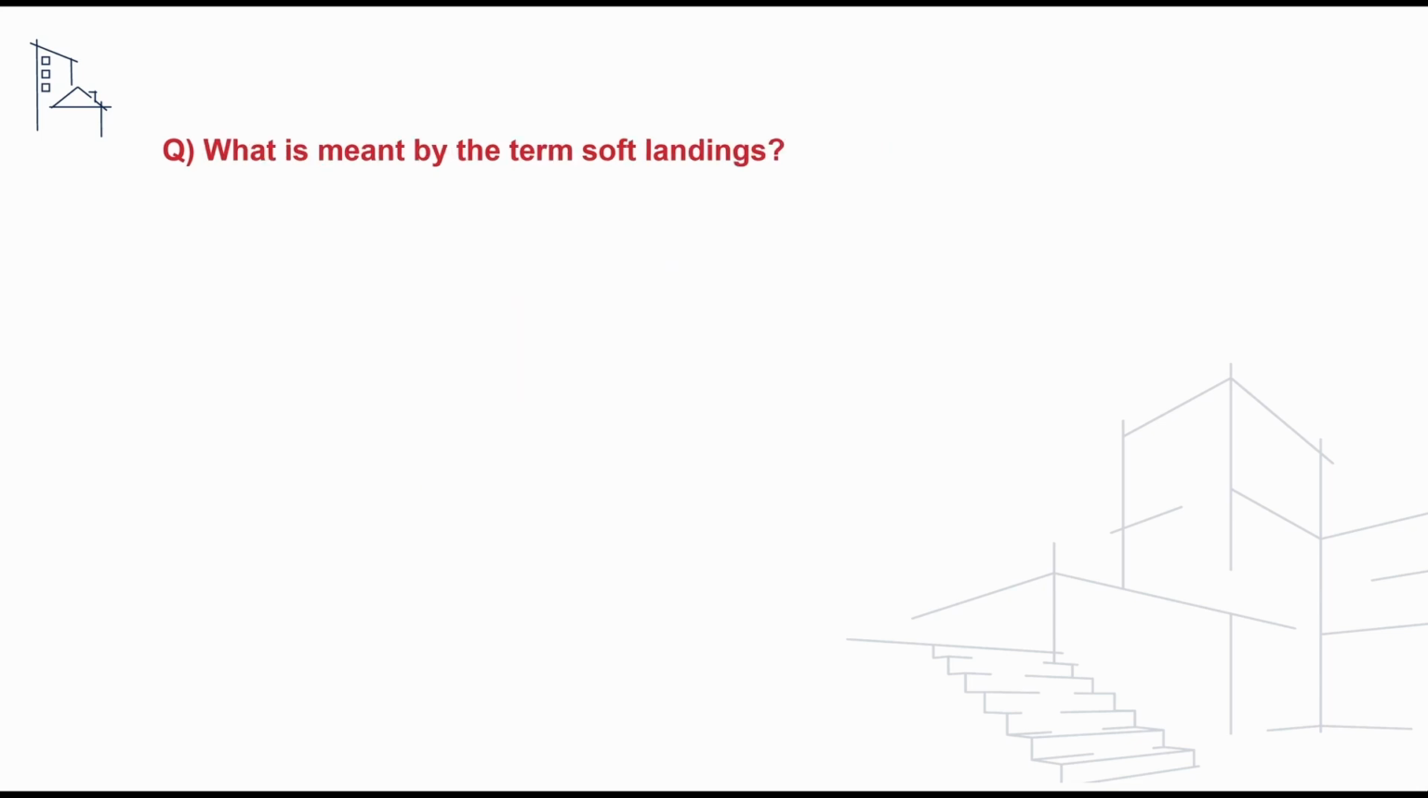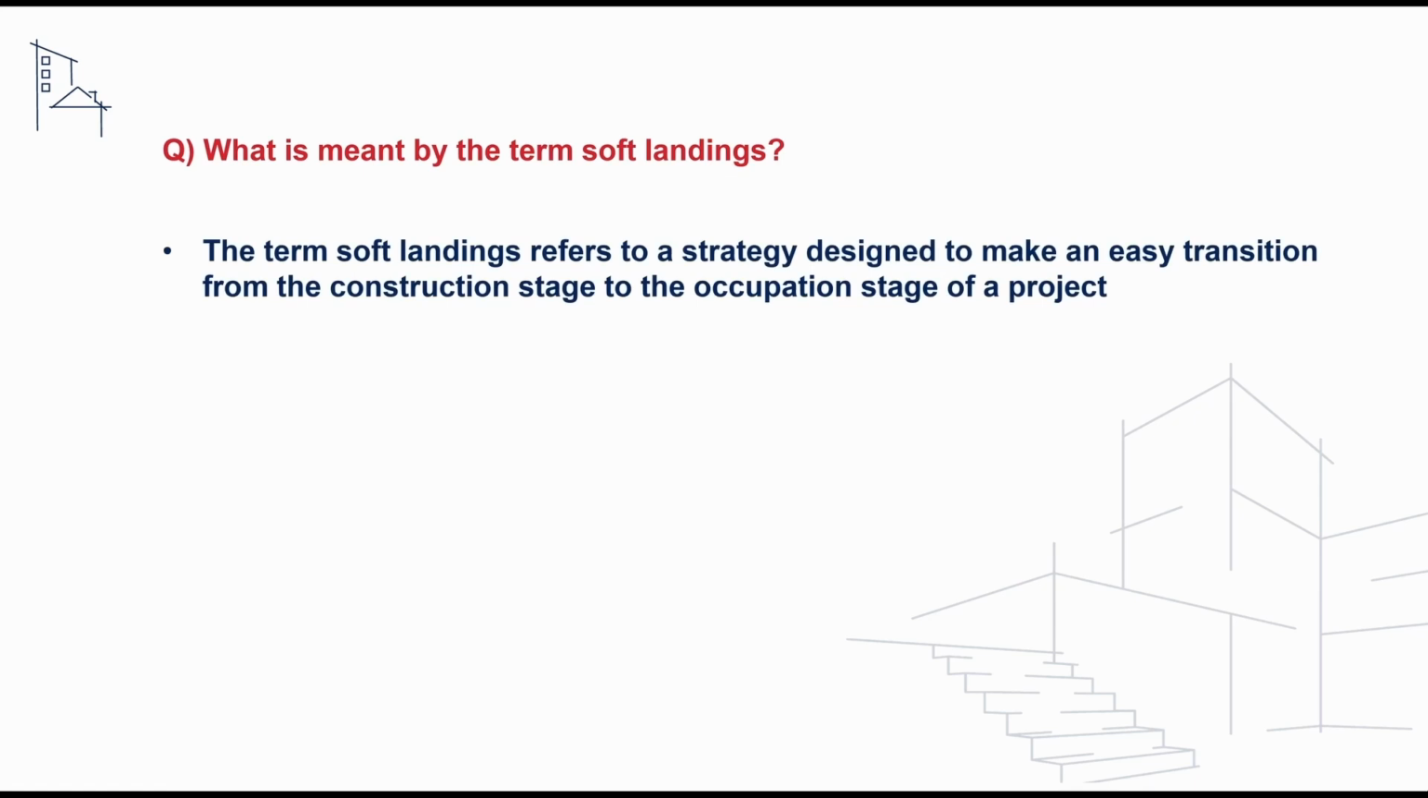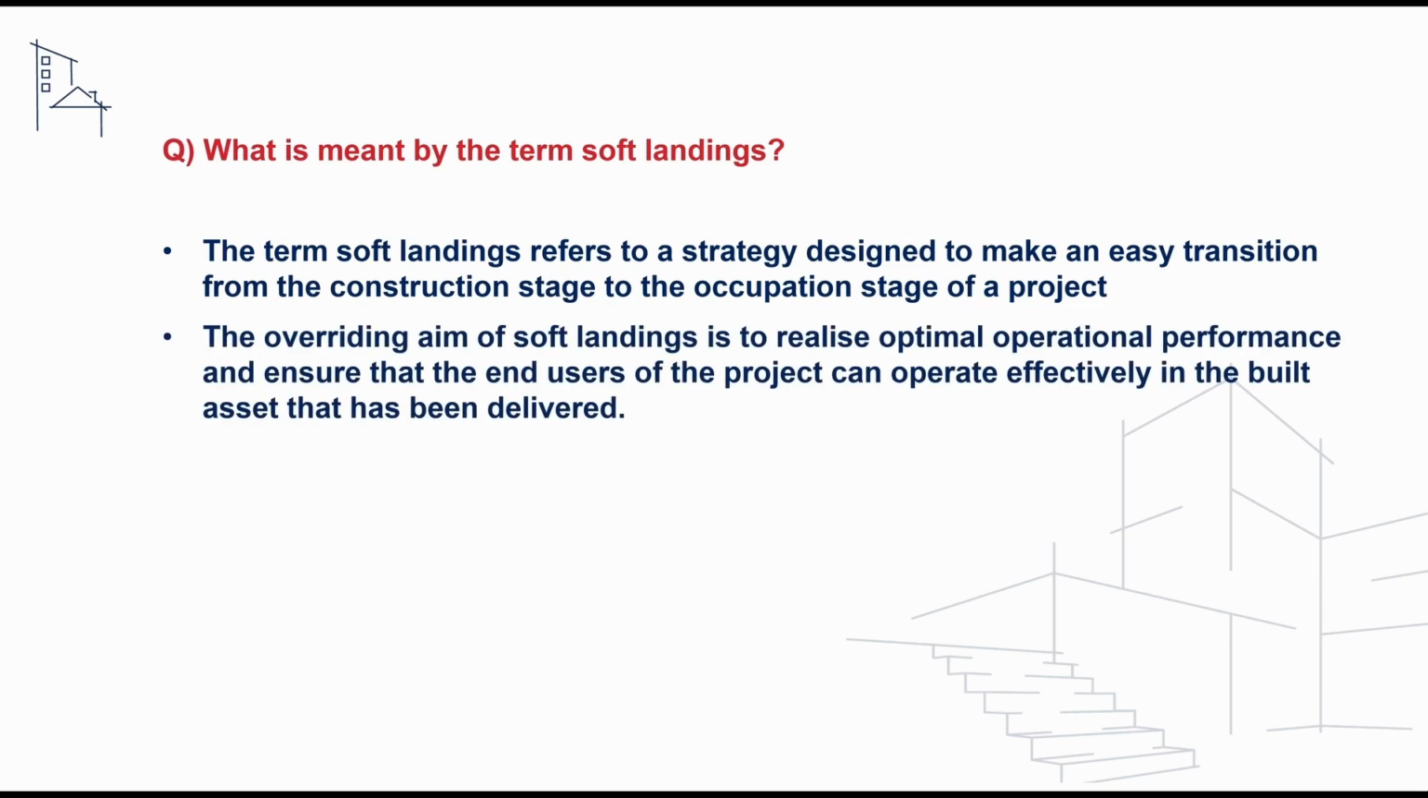We may also be asked a question on our understanding of the term soft landings, and to address this, we can say that soft landings refer to strategies designed to make an easy transition from the construction phase to the occupation stage of a project. The overriding aim of soft landings is to realise optimal operational performance and ensure that the end user of the project can operate effectively in the built asset that has been delivered.